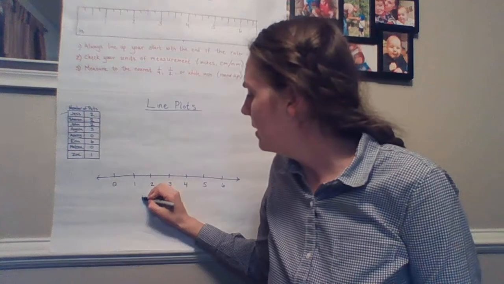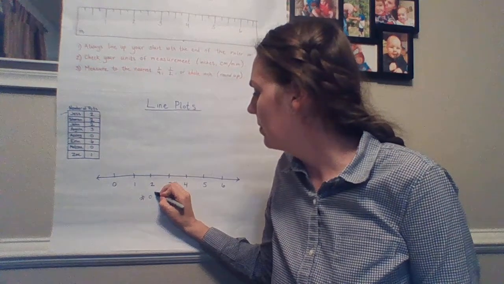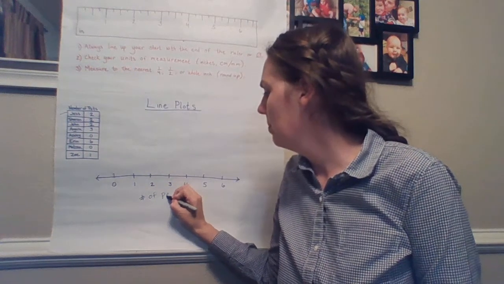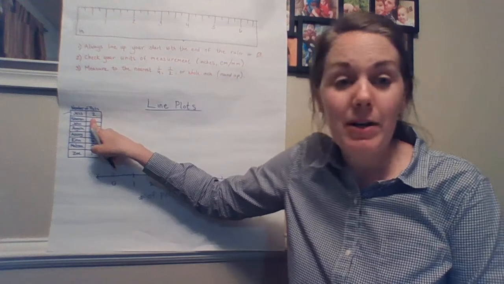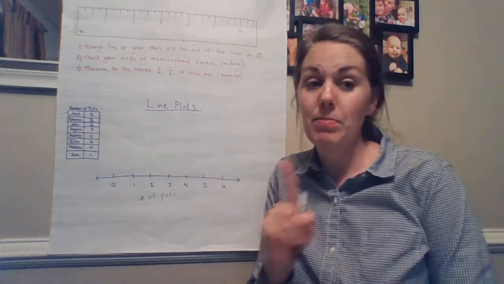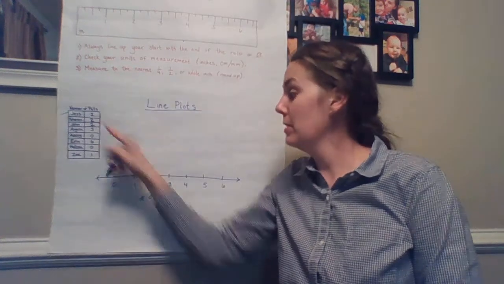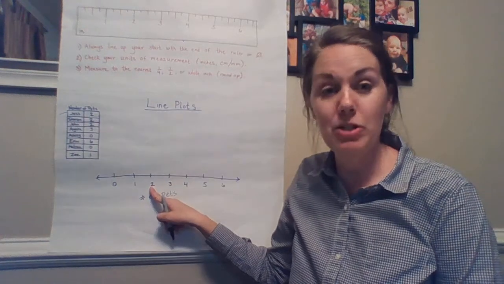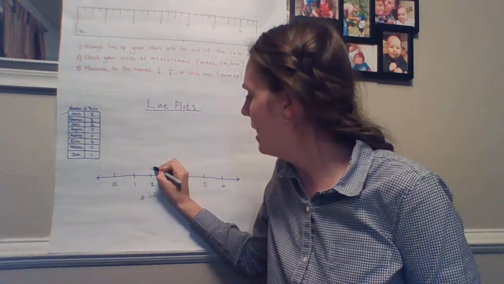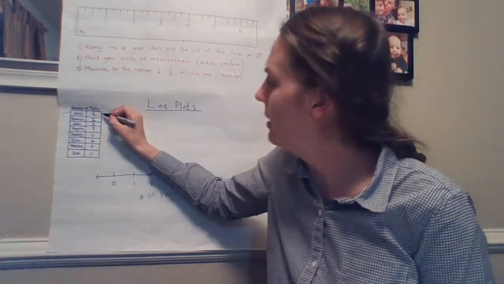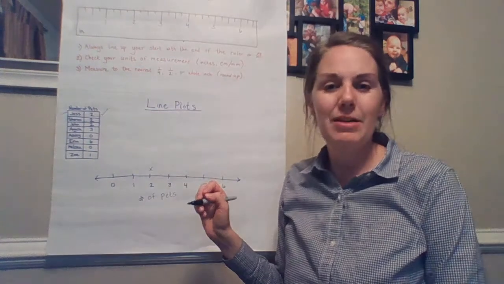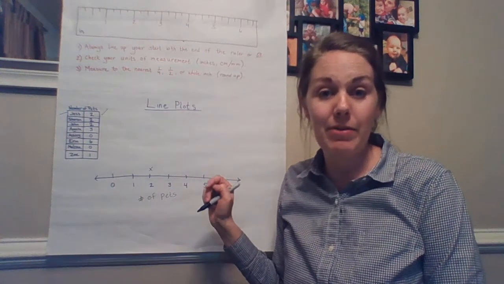All right, so I'm going to give it a title, number of pets. And since I responded that I have 2 pets, I'm going to mark 1 X. So one of the responses was 2. I'm going to find the 2 on my number line and write an X over it. That's going to represent my piece of data. So I'm going to write a little check mark to remind myself that that piece of data is accounted for.